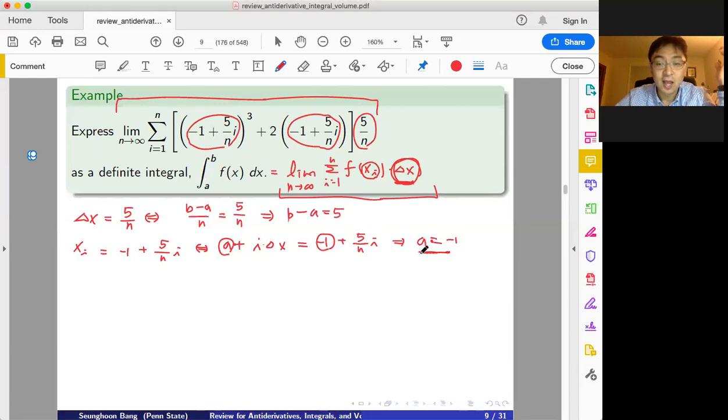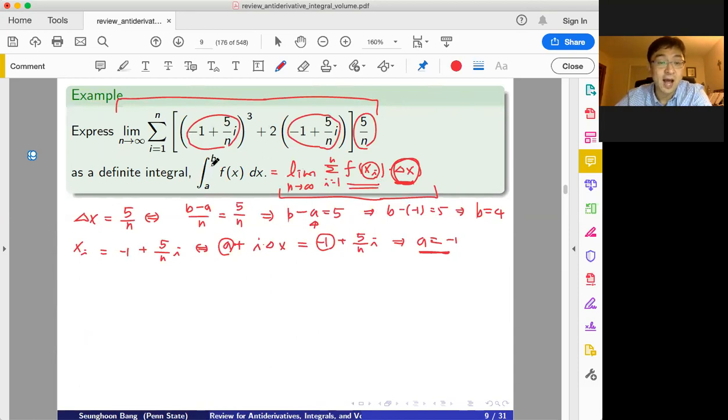You plug a equals -1 into here. So we have b minus -1 equals 5. Exactly. b plus 1 equals 5. Subtract 1 from both sides. b equals 4. So we have it. Is that right?